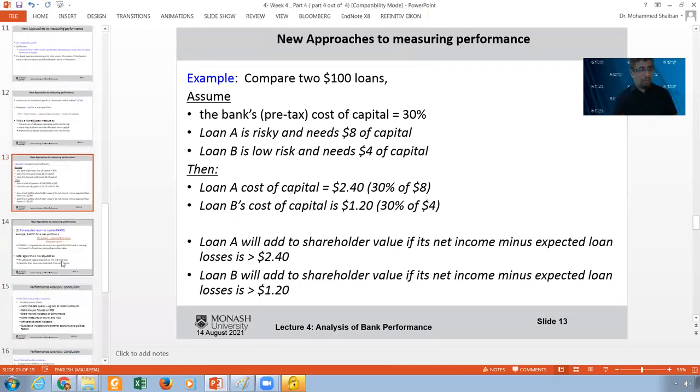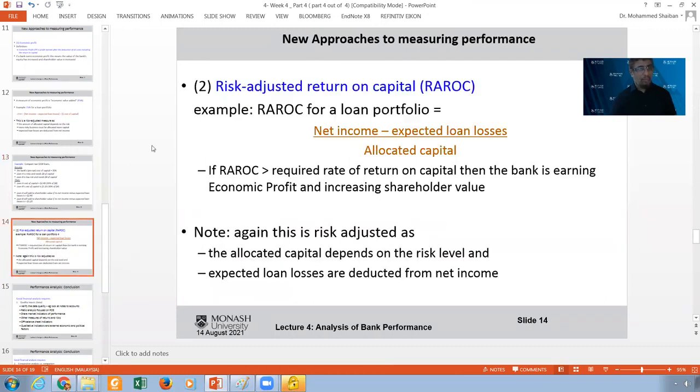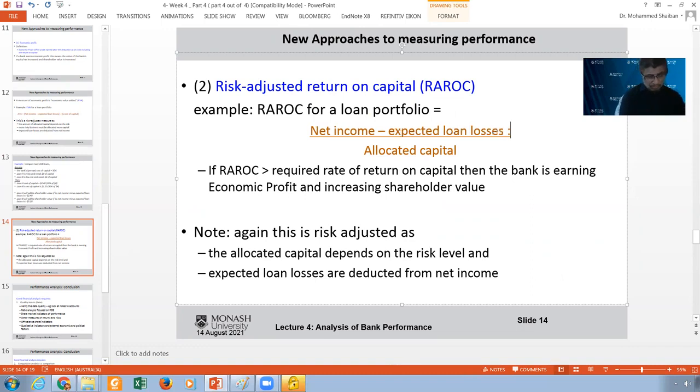This is actually the economic added value. Now the RORAC, the risk-adjusted return on capital, is a little bit different. We take the net income minus the expected loan losses, divided by the allocated capital. It will give me a percentage. Anyway, this will be some type of percentage.